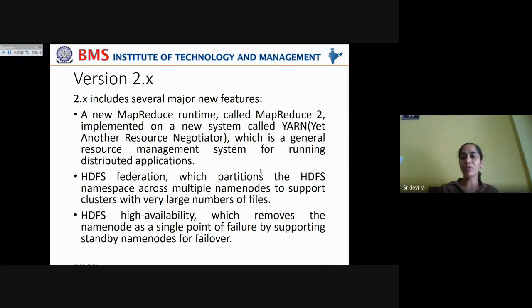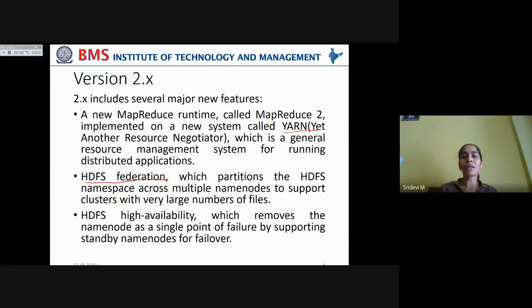So the main three features added in this Hadoop 2.x version are Yarn, HDFS Federation, which partitions the HDFS namespace across multiple name nodes to support clusters with very large number of files. In Hadoop 1.x version, you don't have this mechanism of HDFS Federation. So only one name node will be responsible to store the entire metadata of blocks of data stored on data nodes. But if the data volume increases, this name node can't store that larger volume of metadata.